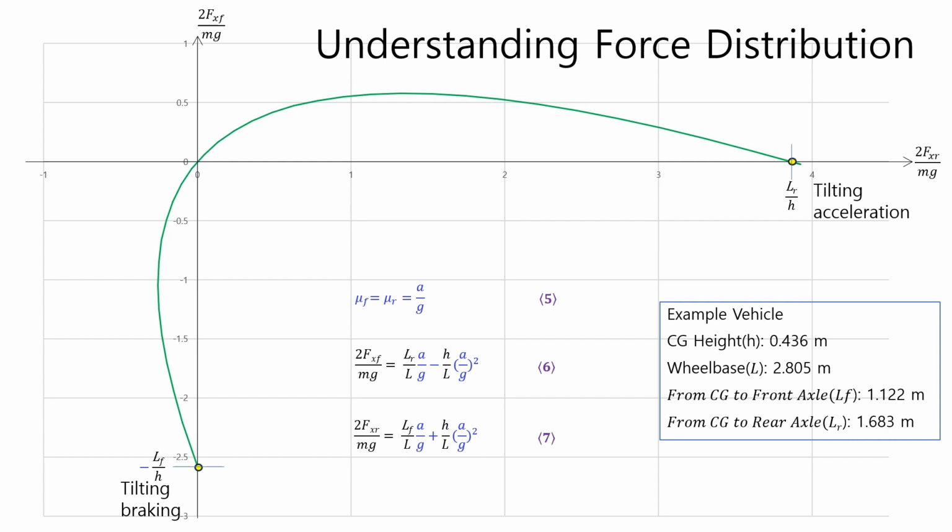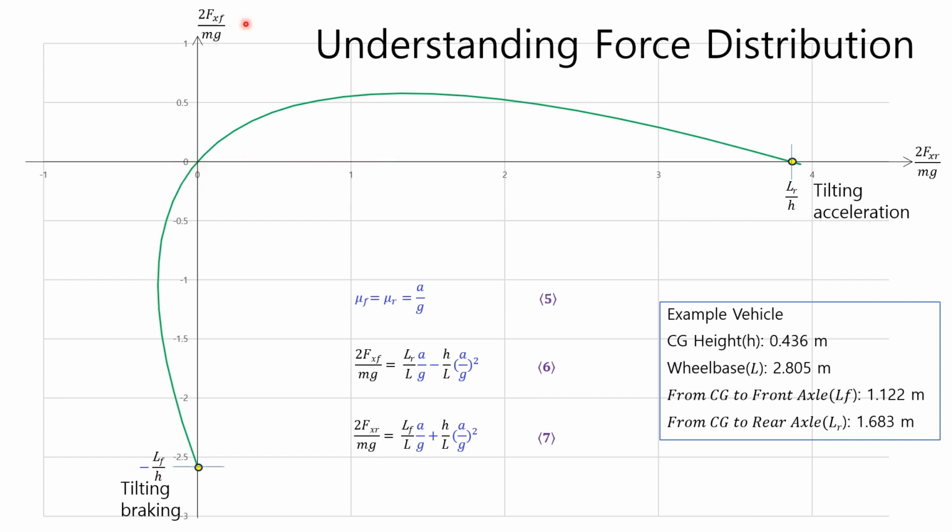Let's understand the meaning of the non-dimensional optimum front and rear axle driving and braking force distribution curve. The vertical axis of the graph here represents the non-dimensional value of the front axle driving force 2Fxf divided by mg, and the horizontal axis represents the non-dimensional value of the rear axle driving force 2Fxr divided by mg.